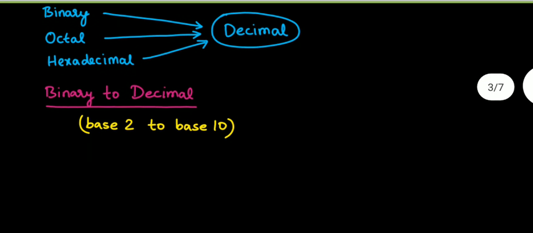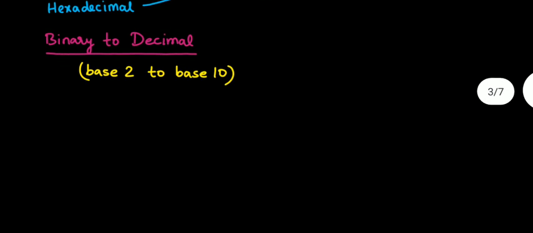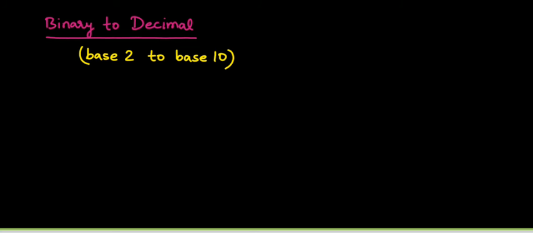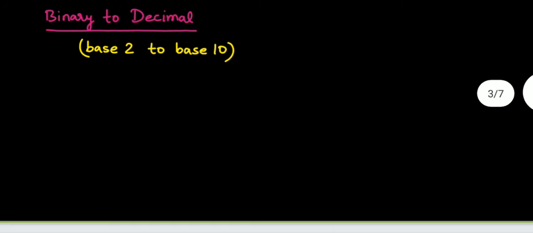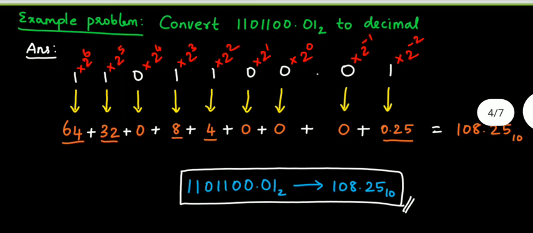So conversion from decimal to all the three we discussed in the last class. Now, how we are going to perform the conversion from the three number systems to decimal, that we are going to see in this class. Binary to decimal, octal to decimal, hexadecimal to decimal. First one, binary to decimal, base 2 to base 10. So we'll see an example problem.